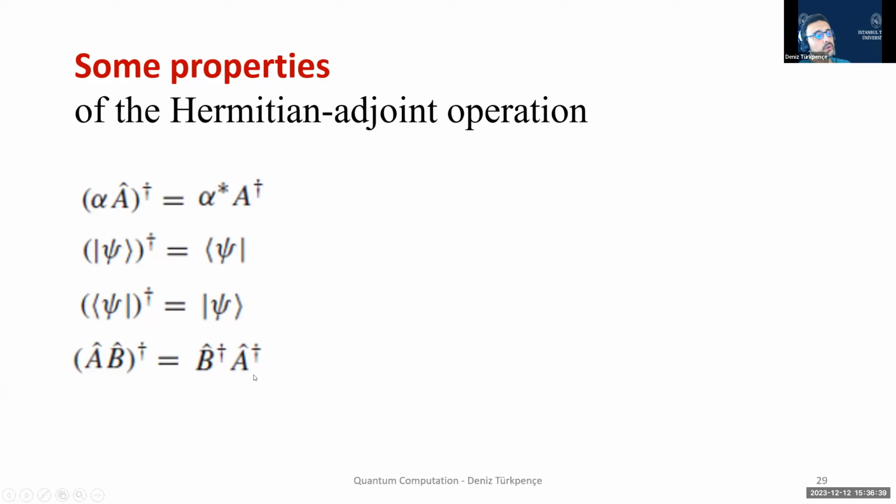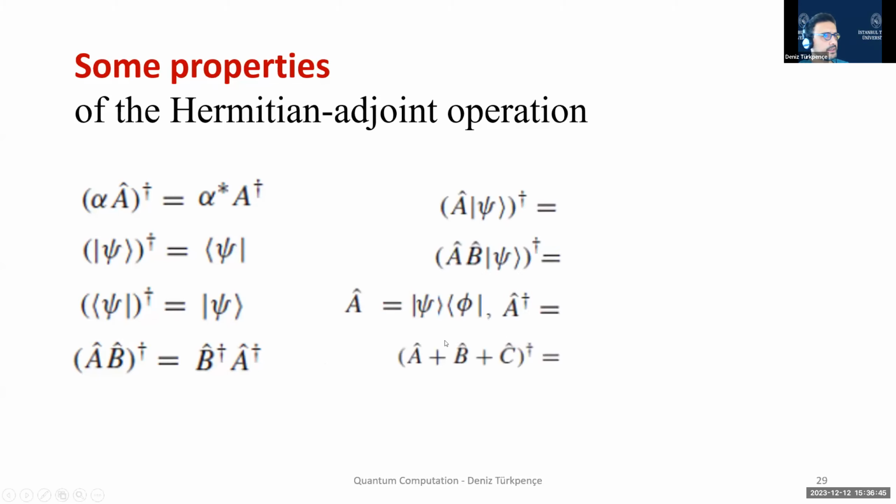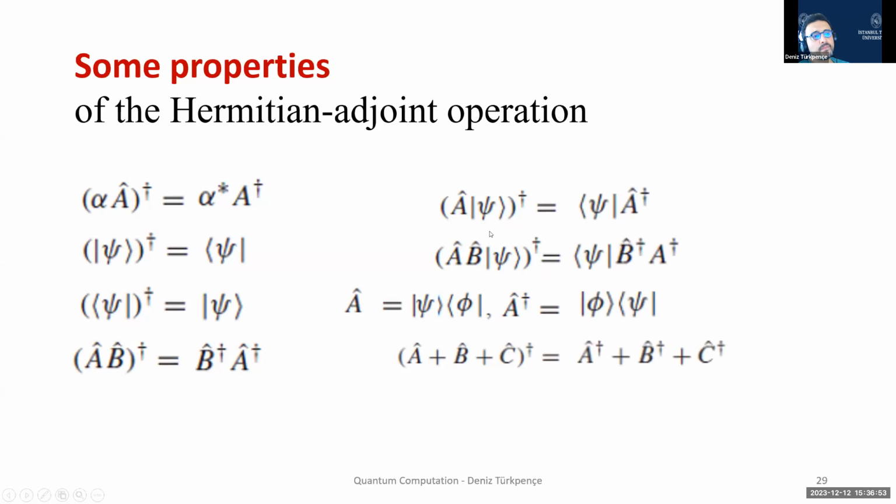So why is the order reversing? It's an interesting question, but we will understand it in the next slides. Here, the following properties are satisfied. This is also a multiplication, and the Hermitian conjugate of this multiplication is Bra multiplied by A Dagger.